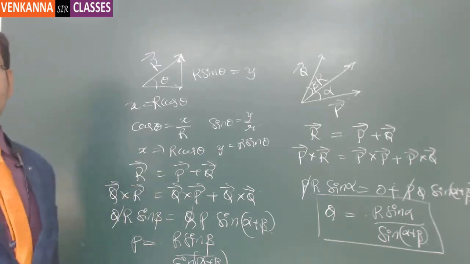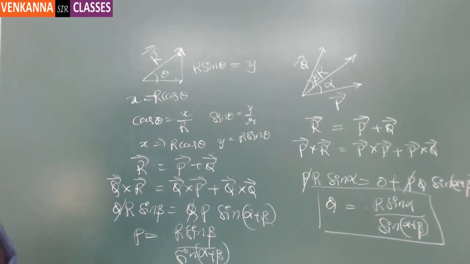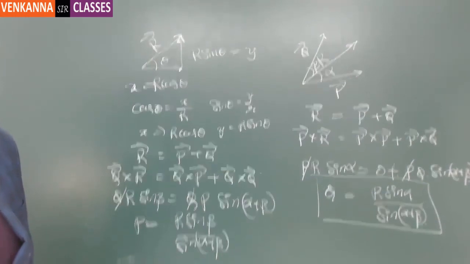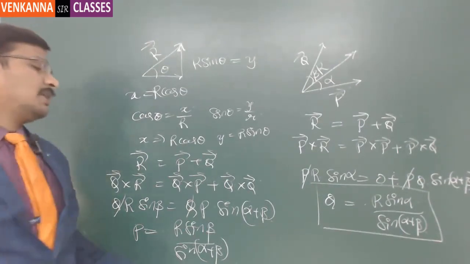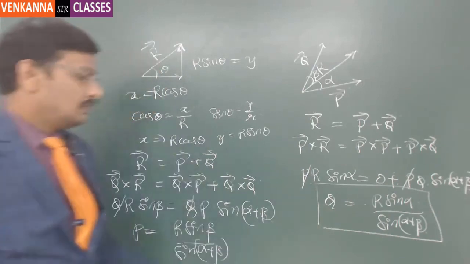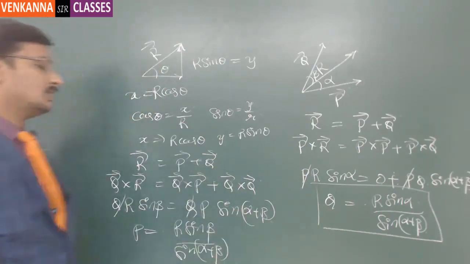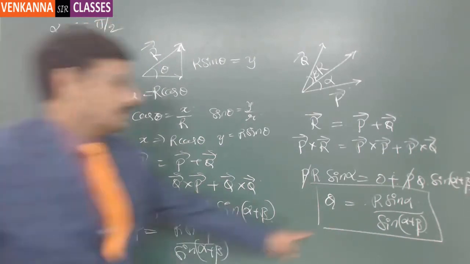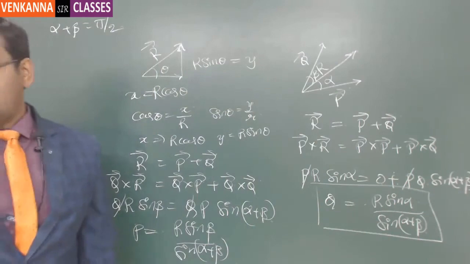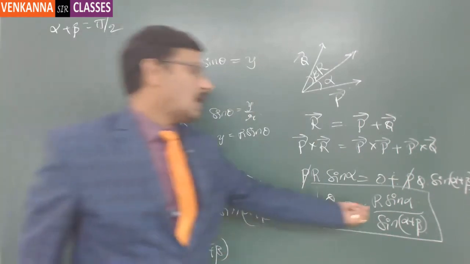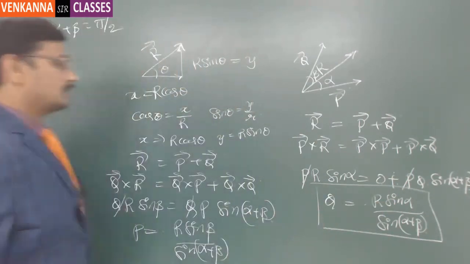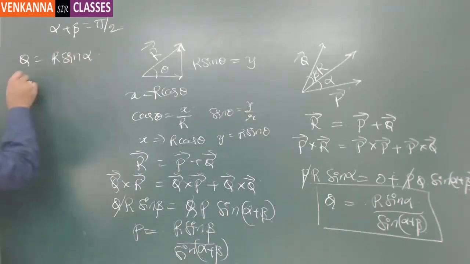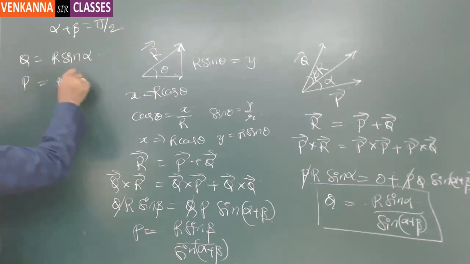Okay, so you can note this down. Now one particular case of this is when alpha plus beta is equal to 90 degrees. We can derive it from this equation itself. If alpha plus beta equals pi by 2, then the denominator in either case is equal to 1. Then r sin beta and r sin alpha are the two components. So one component q is equal to r sin alpha and p is equal to r sin beta.